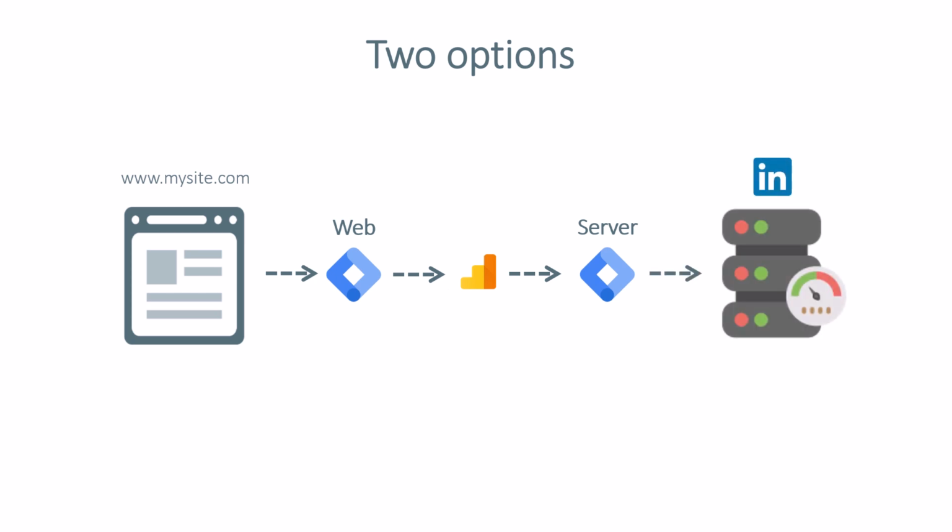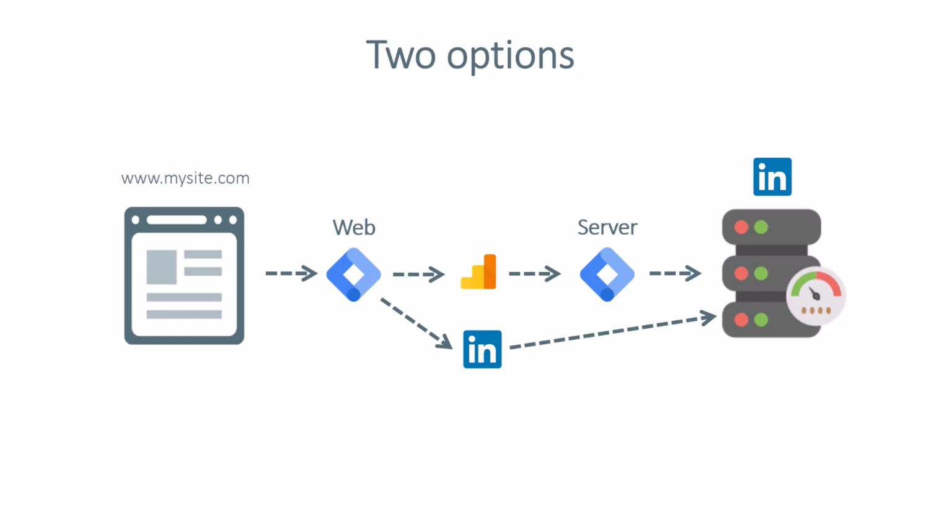Now, LinkedIn recommends using the second option, which means that you still have this entire flow, but also in the web container, you have the LinkedIn Insight tag that sends data directly to LinkedIn servers as well. In that case, it means that you would send the same event to LinkedIn twice, and then it would duplicate them.